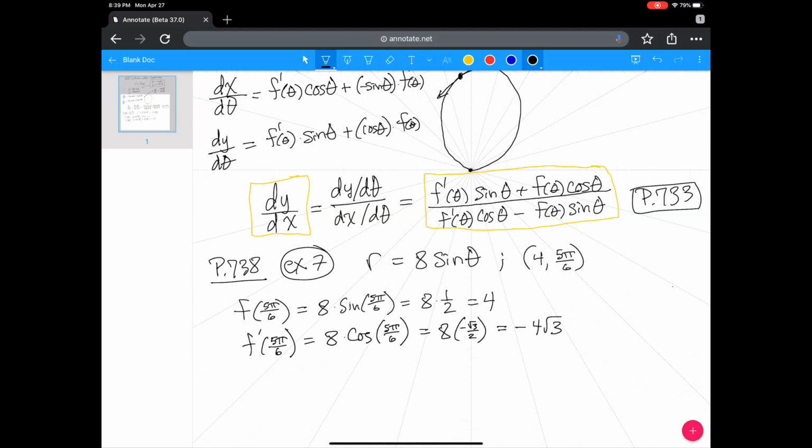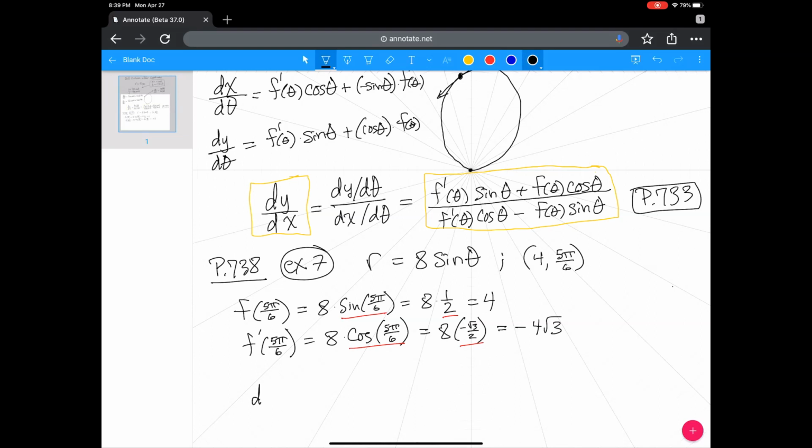So I now know the value of the function evaluated at theta. I now know the value of the derivative of the function evaluated at theta. And I need to know the value of sine and cosine evaluated at theta. But luckily, since the function had a sine in it, I've already evaluated sine and cosine at theta to get the answers in here. So I can just use all of this to plug into the derivative formula.